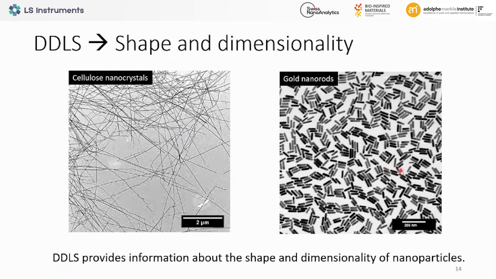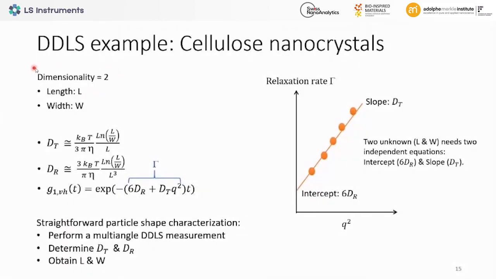So I show you one example in the case of cellulose nanocrystals. Here we have basically 2 degrees of freedom to describe the particle geometry. One could say that the dimensionality is equal to 2. We need to know the length and we need to know the width. So there is a fairly simple mathematical model.